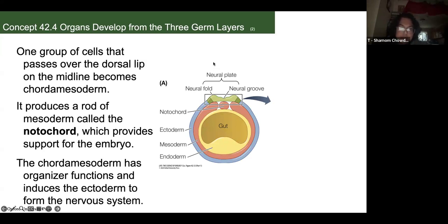It's not necessarily as important to know, but all you have to know is that the notochord eventually forms. So the notochord forms and it provides support for the embryo and it causes the ectoderm to start forming the nervous system.